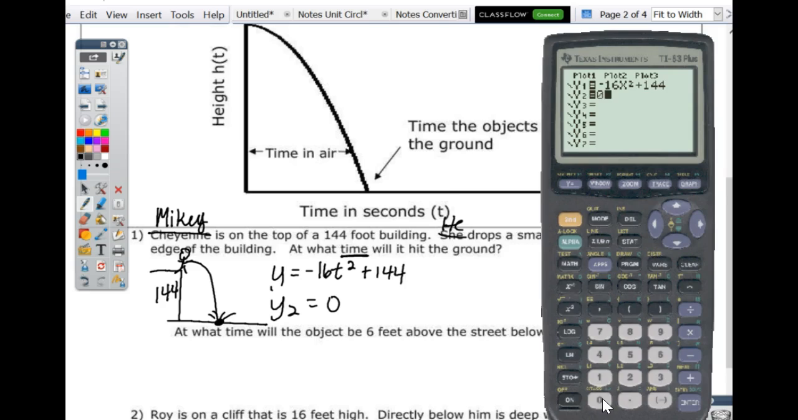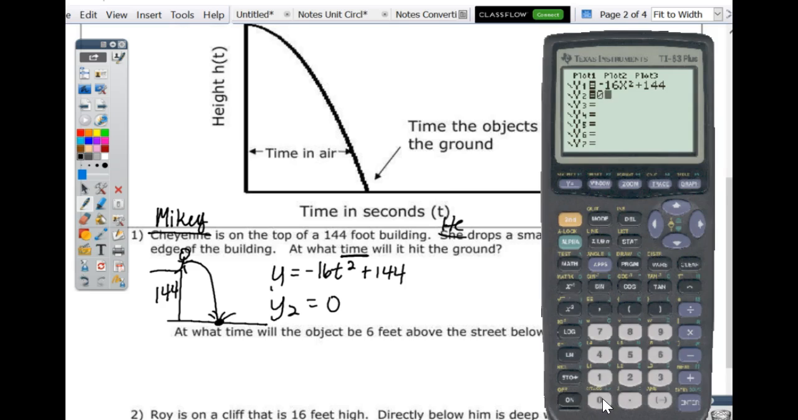So in my y2, I'm putting a 0. Now, let me just ask you a question. Just by looking at this, first of all, the negative means which way is the parabola going, up or down? It's down, right? Which makes sense because he's falling, so it's down. Also, the plus 144, that's a shift which way?